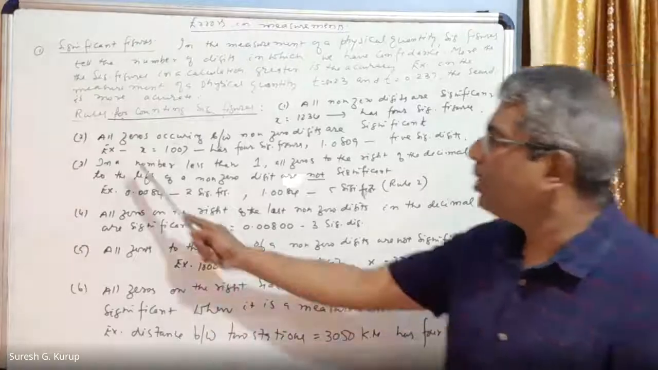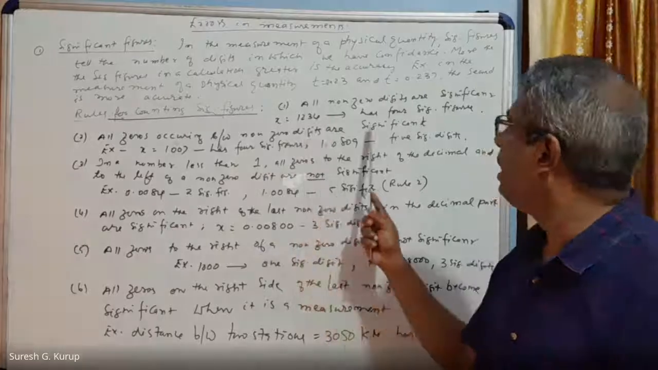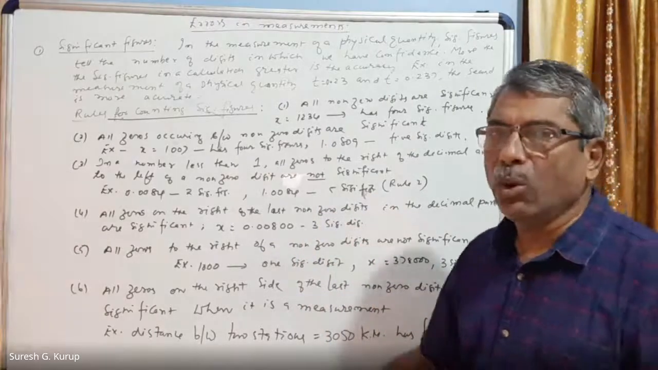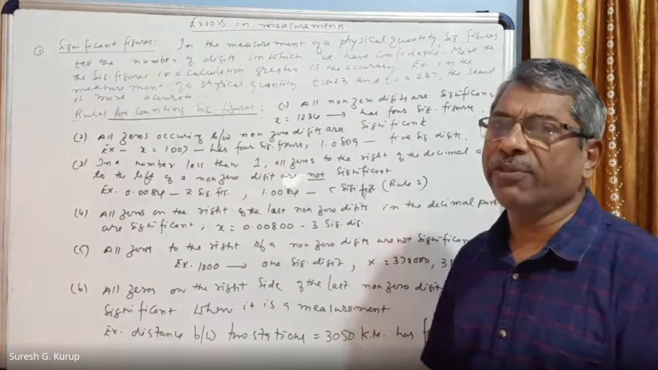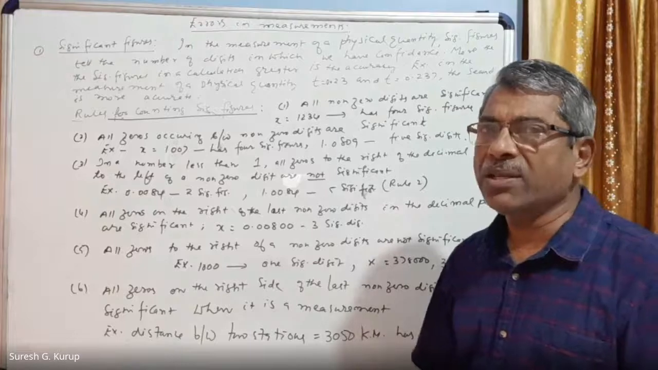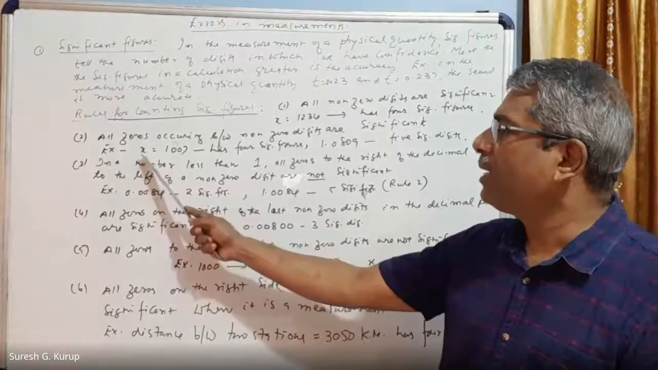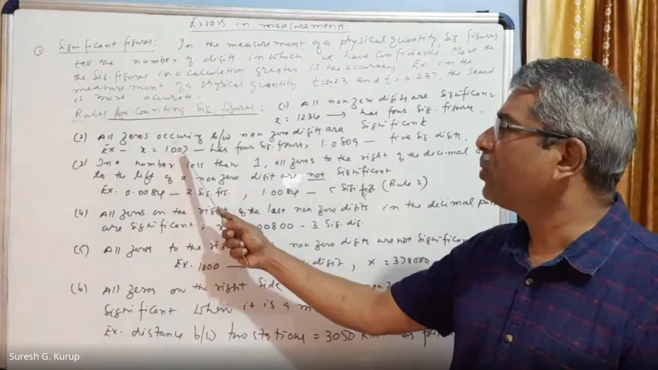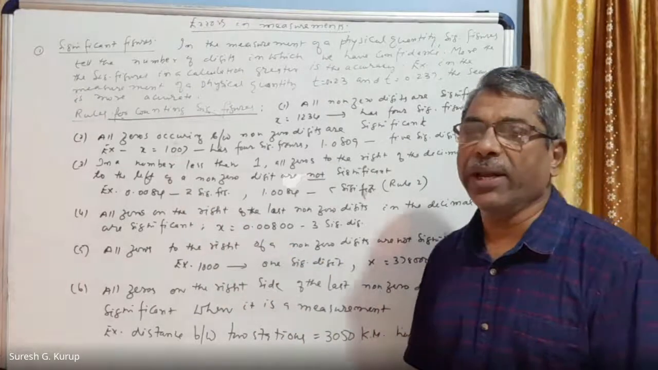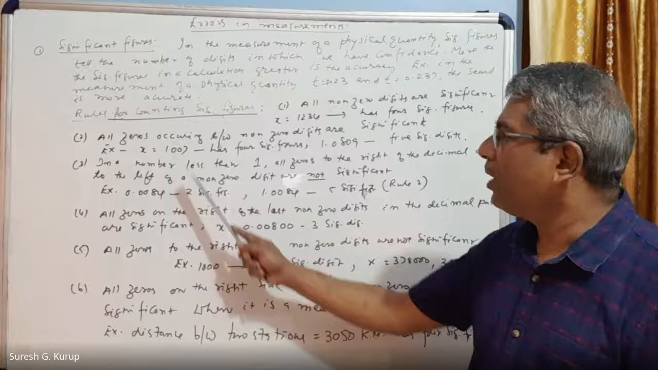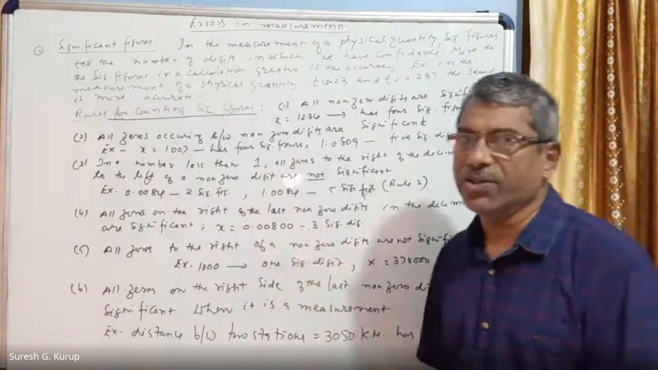The second rule says that all zeros occurring between non-zero digits are significant. If there are non-zero digits in a final result, and between the non-zero digits there are zeros, then all the zeros have to be taken as significant digits. For example, x is equal to 1007. In this number, the zeros also have to be taken as significant figures. Therefore, this number has 4 significant figures, right?